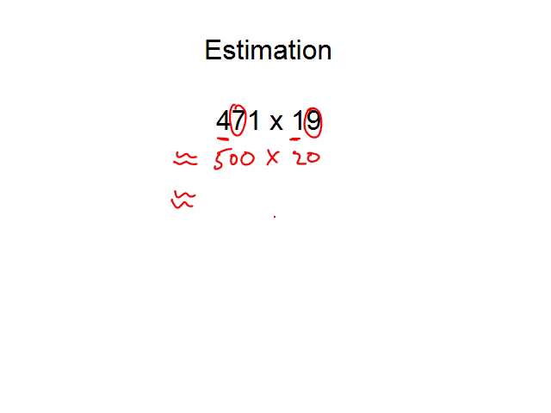So now we can do some of our multiples of 10 multiplication. So 5 times 2 is 10, and then that will have 1, 2, 3 zeros come after it. So an approximate answer to this is 10,000.